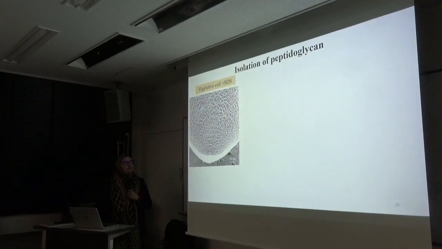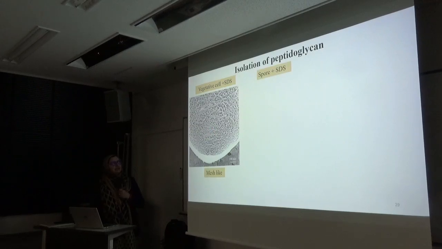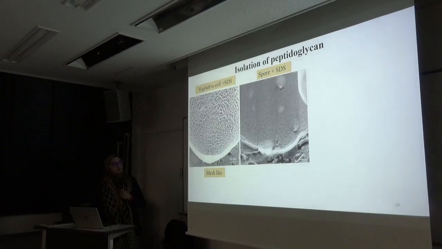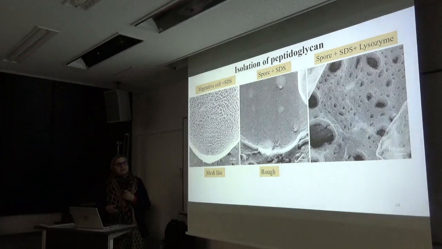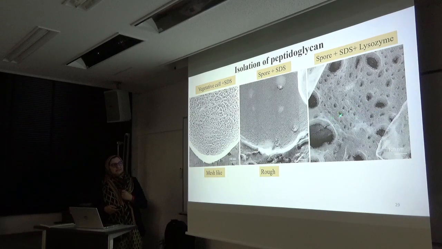So first we will look at the magnified image of the vegetative cell plus SDS. We treated the vegetative cell with SDS, and we see a mesh-like structure here. Then I observed the magnified image of the spore peptidoglycan when the spore was treated with the SDS, and it looked like a rough structure. It was very different from the vegetative cell. Next, when it was additionally treated with lysozyme, I could see a very clear difference, and it showed a very clear porous structure, which is the effect of the lysozyme.